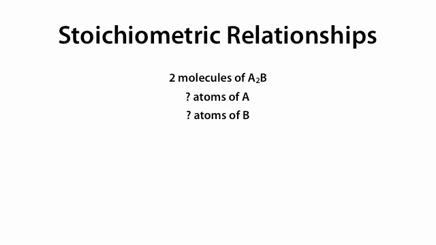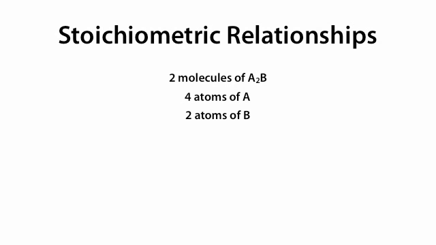Let's go back to our one molecule of A2B. We said in one molecule of A2B, we have 2 atoms of A and 1 atom of B. What if we now change this to 2 molecules of A2B? How many atoms of A do we have now, and how many atoms of B do we have now in 2 molecules of A2B? In 2 molecules of A2B, we have 4 atoms of A and 2 atoms of B.